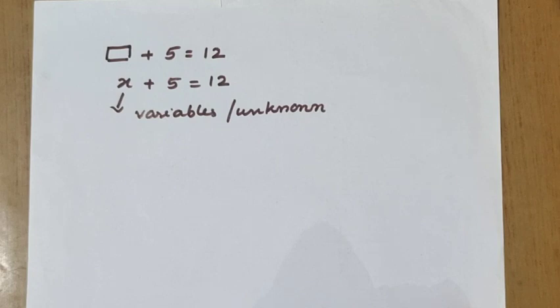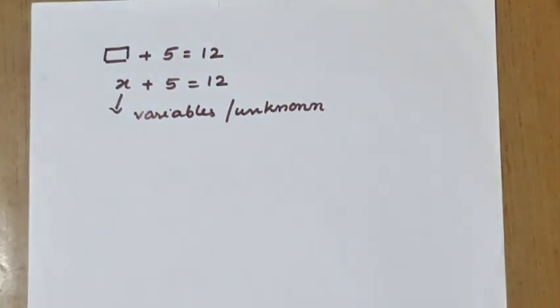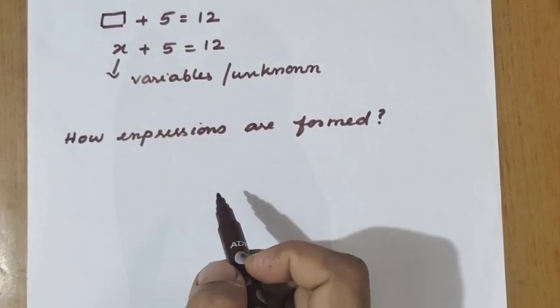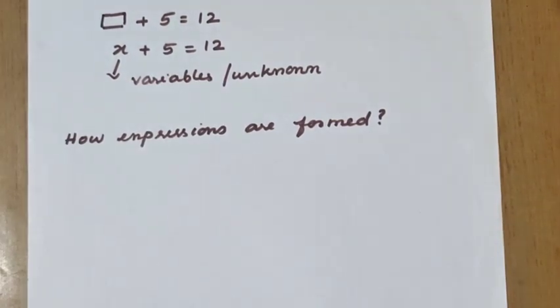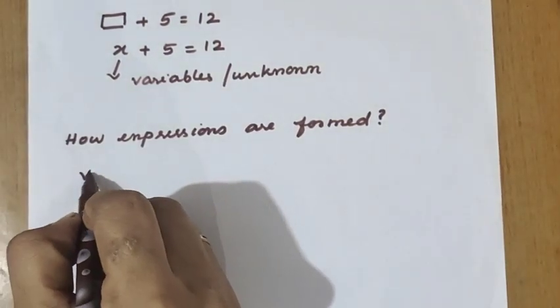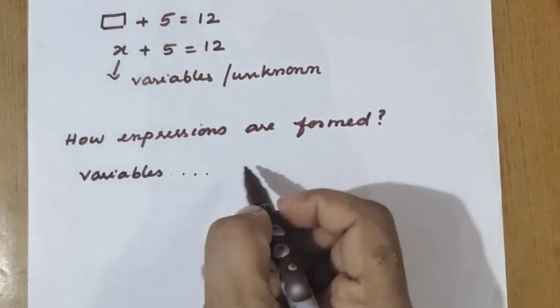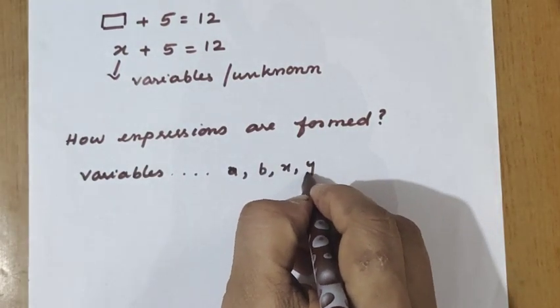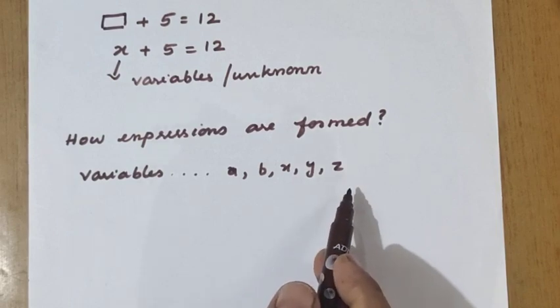Now how are expressions formed, see that one. The next topic is how expressions are formed. Before learning expressions, let us see the variables. What is meant by variables? Variables or literals, we have learned that they are represented by any letter like A, B, X, Y, Z, right? That means they can take any values.